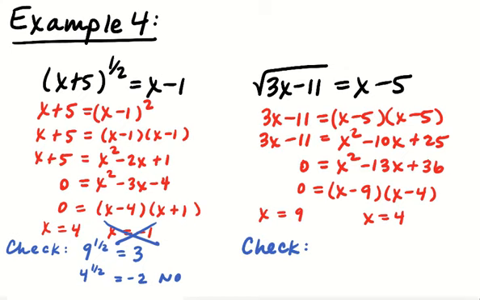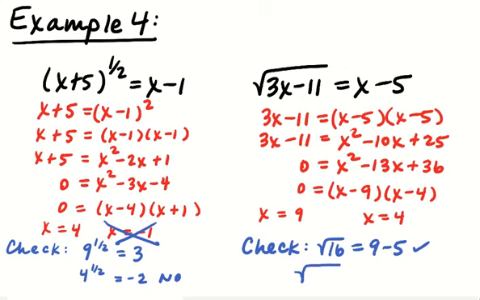Okay, I'm going to plug in x equals 9. I've got 27 minus 11 is 16. And I'm not sure why I was having such a hard time with that. Is the square root of 16 equal to 9 minus 5? Yes. Good. Okay, so I guess when I said the square root of 16, I mean the positive square root of 16.